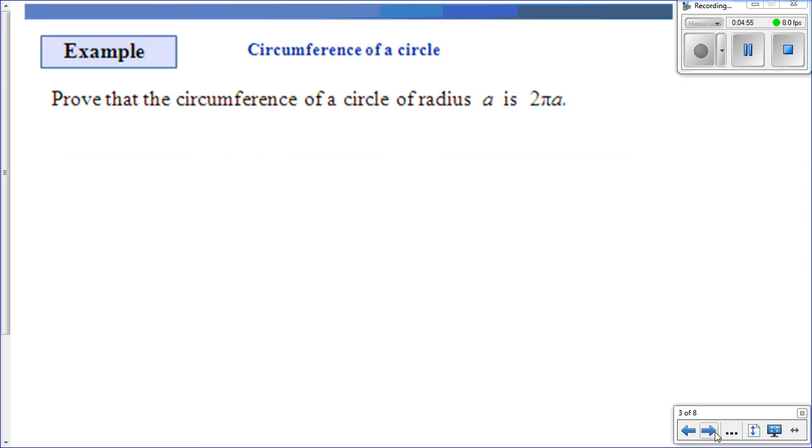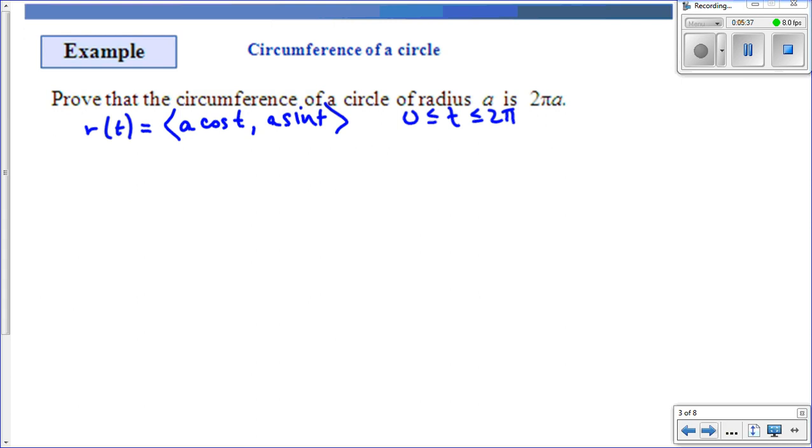Okay, I want to prove that the circumference of a circle is actually 2 pi times a if the radius is a. So what I need to do is first find a function, r of t, that represents that circle of radius a. If you remember from working with parametric equations, a circle of radius a will have parametric equations a cosine of t, a sine of t, and the t values range from 0 to 2 pi. That will describe a circle of radius a.